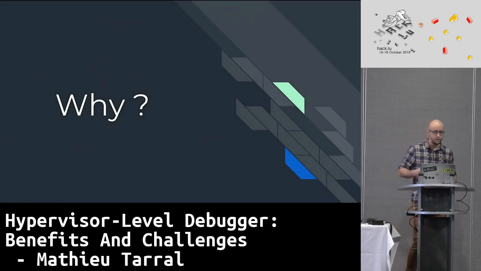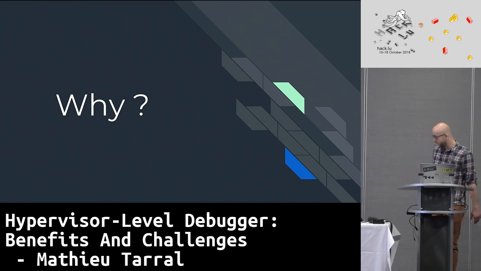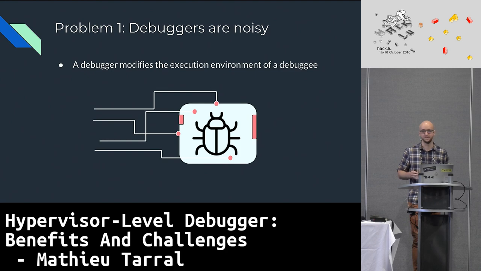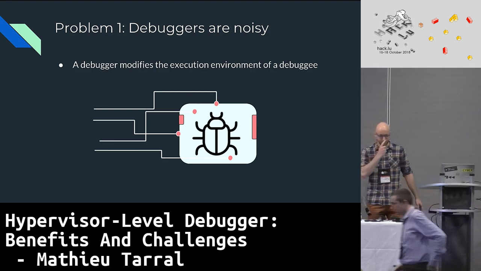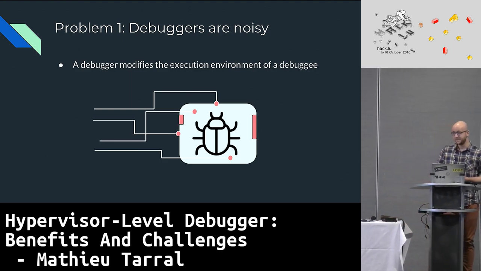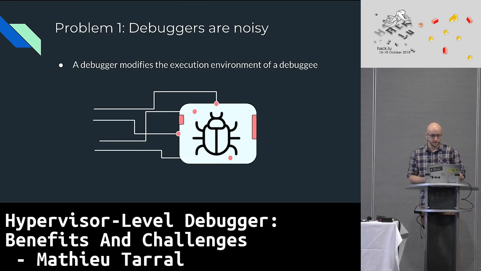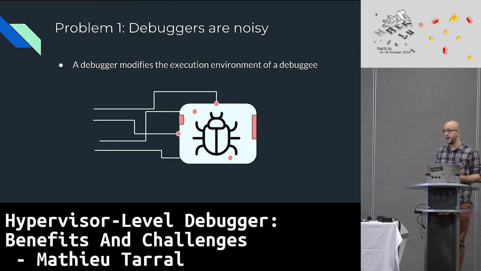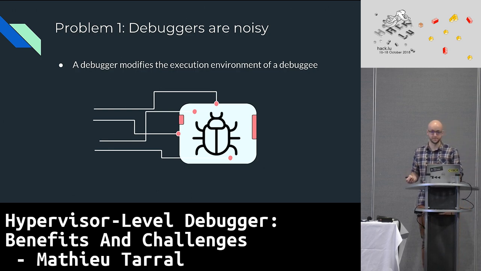So now let's start. Why are hypervisor level debuggers relevant? The first problem I can think of is malware analysis. It's because debuggers are noisy. A debugger will always modify the execution environment of a debuggee. It's this observer effect that you cannot avoid. And usually it's not a problem until you have to deal with a malware. But the core problem is that our operating system debugging APIs have never been designed to deal with malware in the first place. And we are still trying to analyze malware with that. So we are building workarounds and it's not really working. We need to find a more permanent solution to this problem.